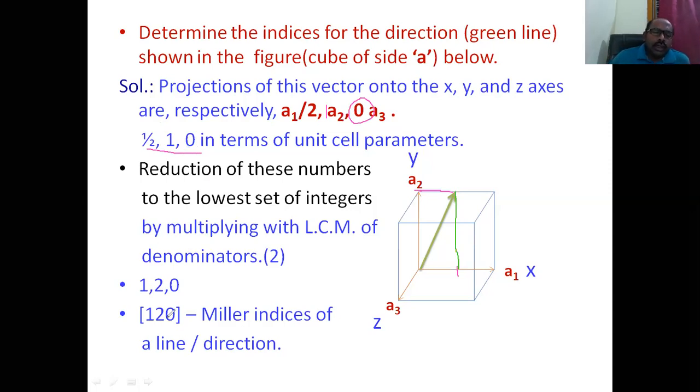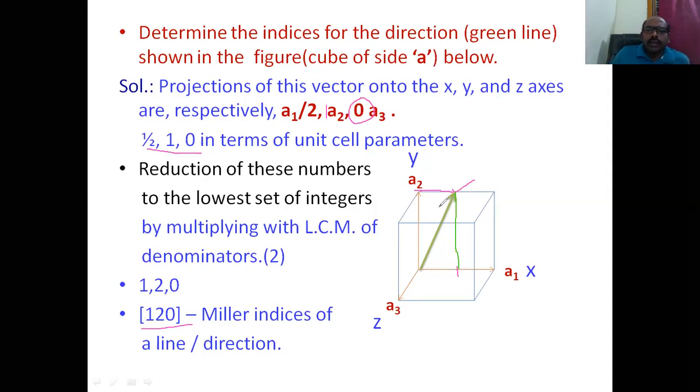Now these are the 1 to 0. After reduction, we have to keep them in a proper enclosure. The Miller indices of a line or direction is represented with a square bracket. So we keep these indices in a square bracket, and this gives us the Miller indices of this given direction. That is what we have calculated.